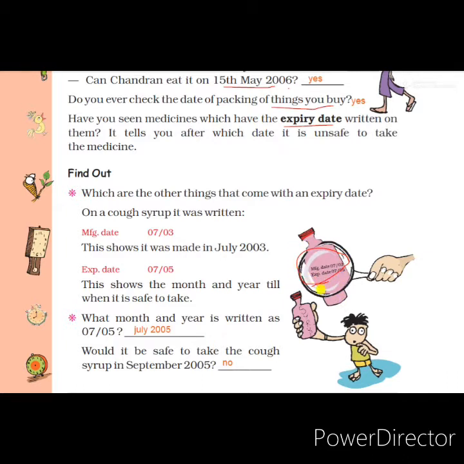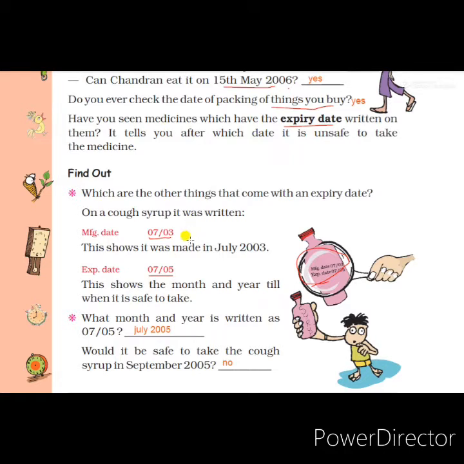On a cough syrup, it was written 7/3. 7/3 means July. Here the date is not given, only the month and year are given. Here 7 means July and 3 means 2003. And on the same medicine, it was written, this shows it was made in July 2003, and the expiry date is written 7/5. That means the same month of 2005, July 2005.